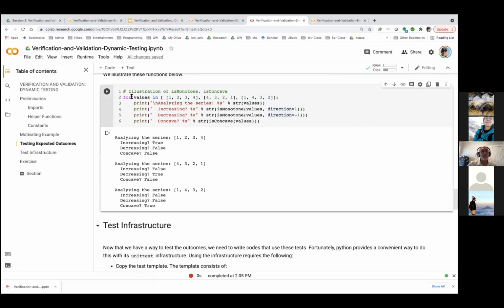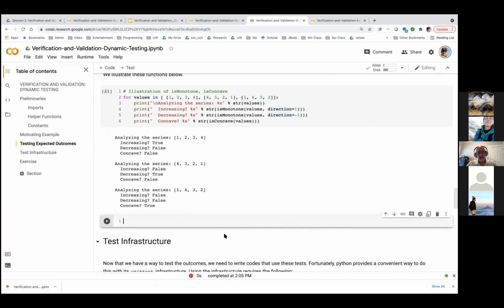But let's construct a more elaborate example. Suppose we had values equal to, say, 1, 2, 4, 5. And then we'll go down, 3, 2, and then we'll go up again, 6, 7, 8, 9. Suppose we had something like that. Clearly it goes up and down. It increases to 5, decreases to 2, increases to 9 again.